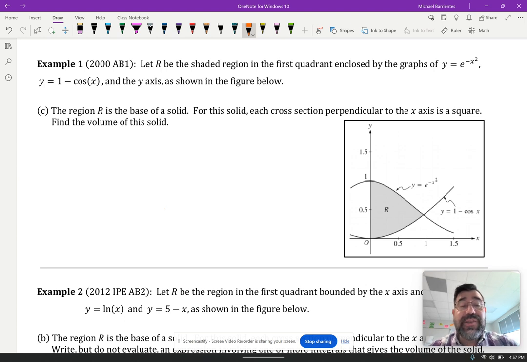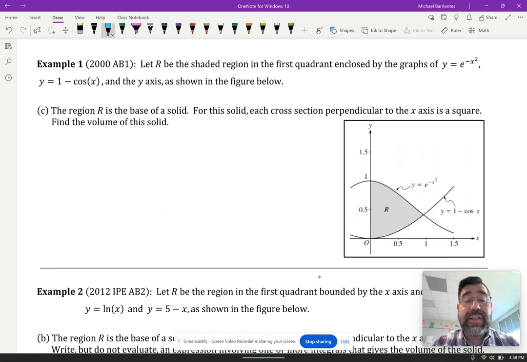R is the shaded region. Let R be the shaded region in the first quadrant, enclosed by the graphs y equals e to the negative x squared, y equals 1 minus cosine x, and the y-axis, as shown in the figure below. The region R is the base of a solid. For this solid, each cross-section is perpendicular to the x-axis and is a square. Find the volume of the solid.